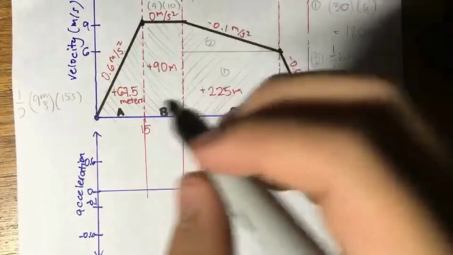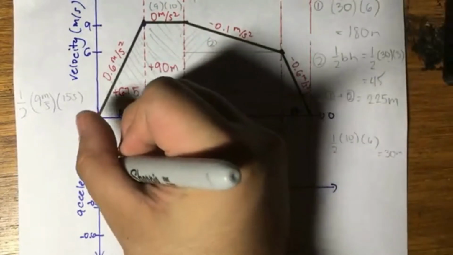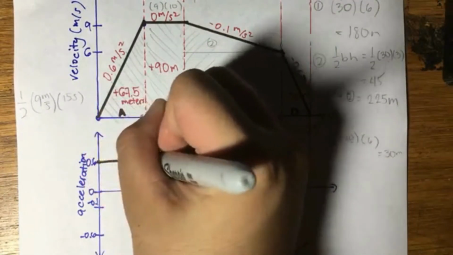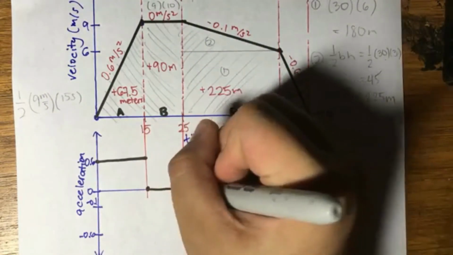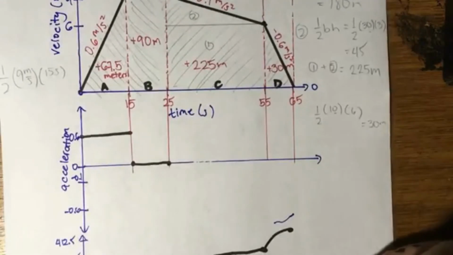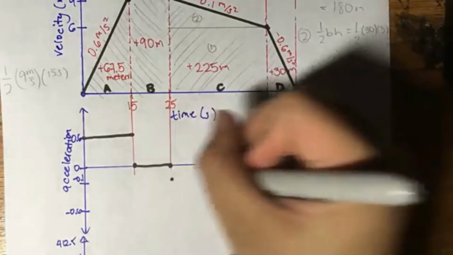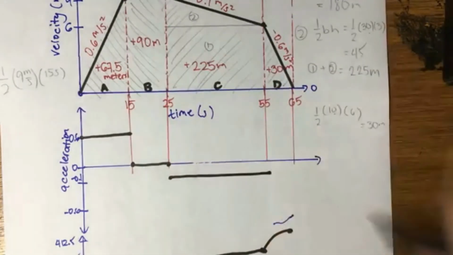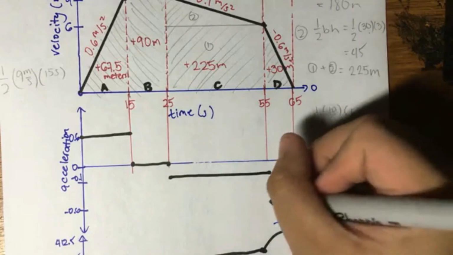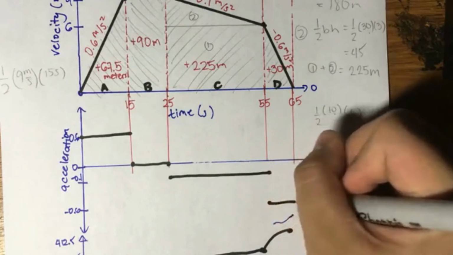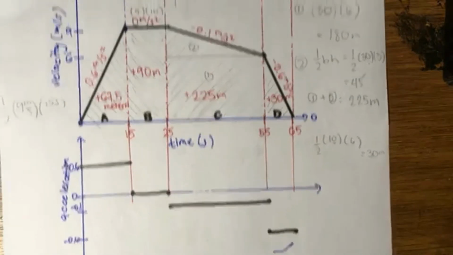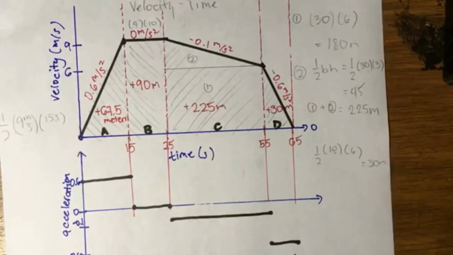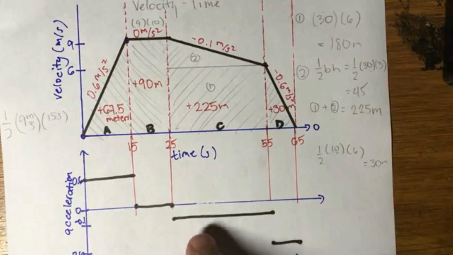So for positive 0.6, go this way. For 0, because it doesn't really change, you go that way. For negative 0.1, this entire length over here. And for negative 0.6, you go like so. So that is your acceleration time graph. So you start off with a positive, go to the 0, negative, and even more negative.